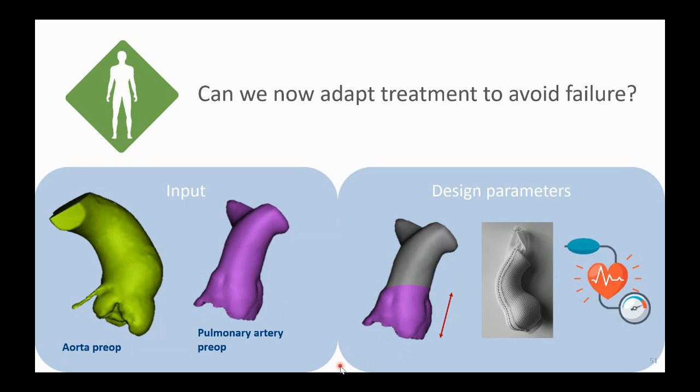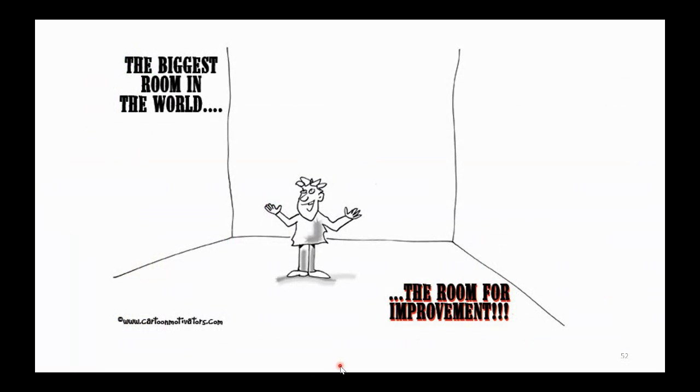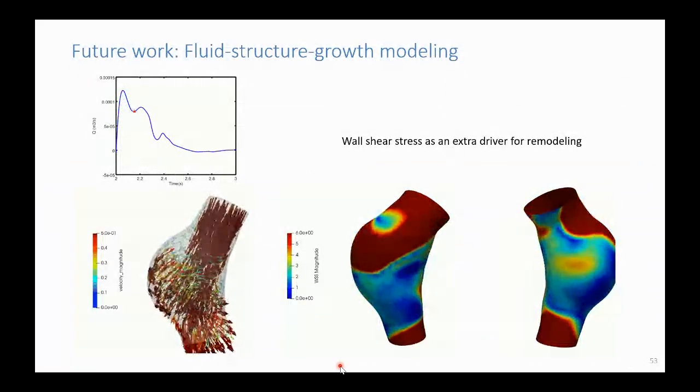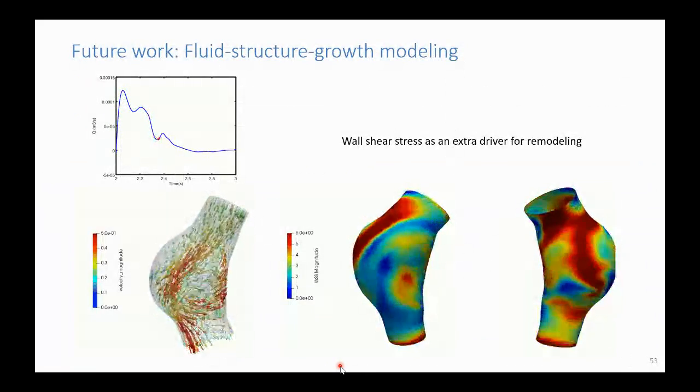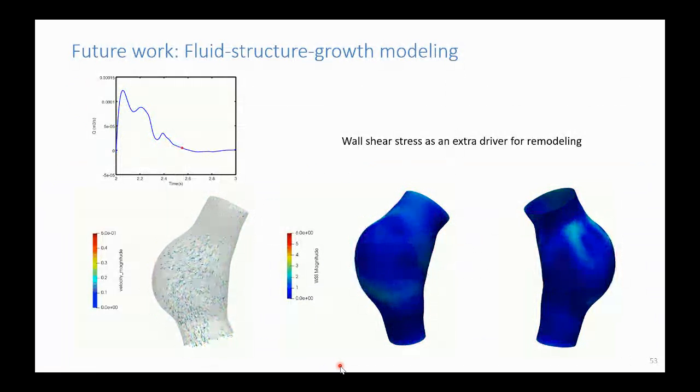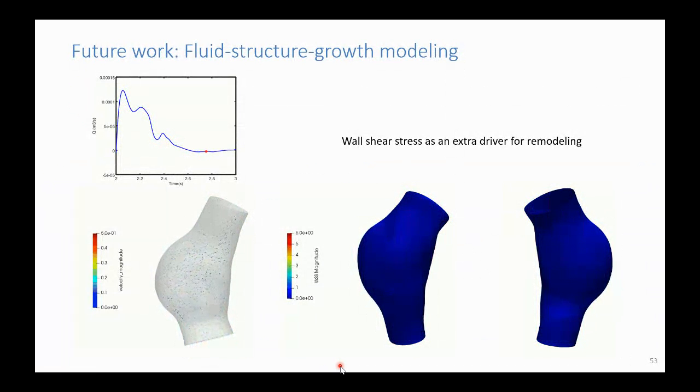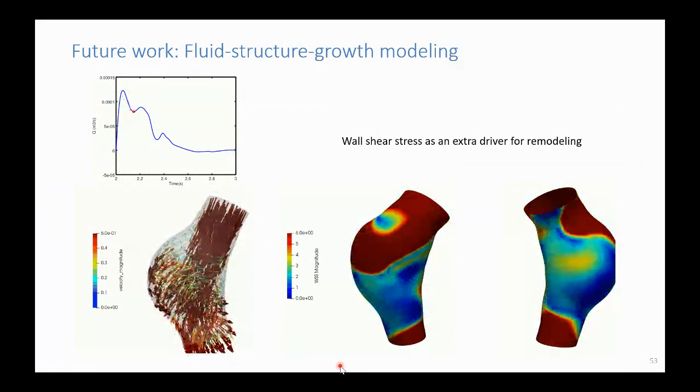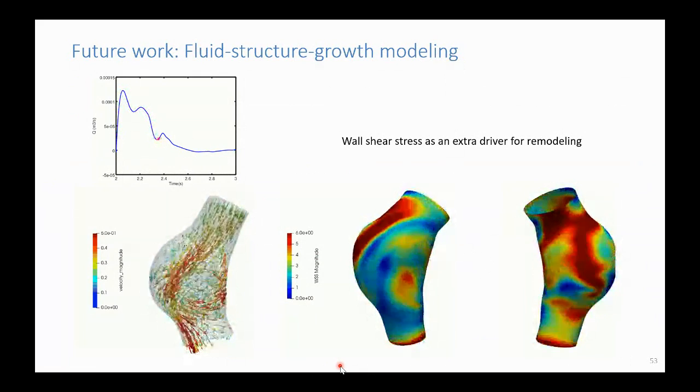Okay, so that's, let's say, the ideal world, but we're not there yet. There's still a lot of room for improvement. One of the most important things that we think should be included is the effect of the fluid flow, and the fact that this fluid flow is definitely disturbed in this kind of aneurysmal situation.